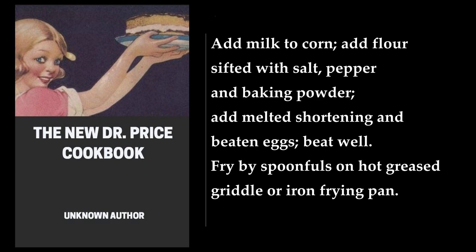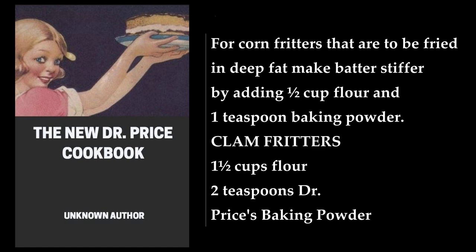Add milk to corn, add flour sifted with salt, pepper and baking powder. Add melted shortening and beaten eggs, beat well. Fry by spoonfuls on hot greased griddle or iron frying pan. For corn fritters that are to be fried in deep fat, make batter stiffer by adding 1/2 cup flour and 1 teaspoon baking powder. Clam fritters.